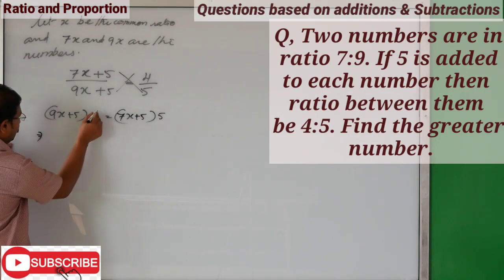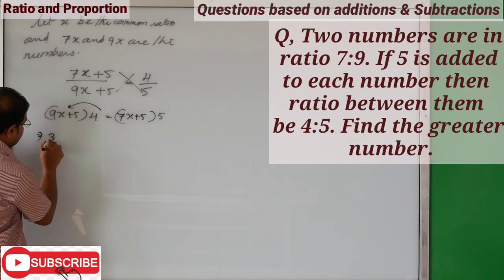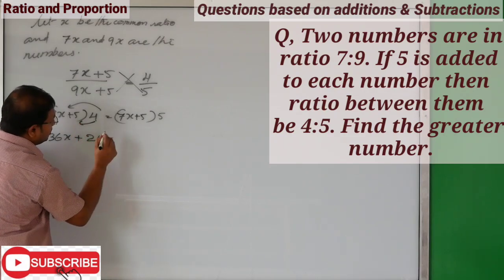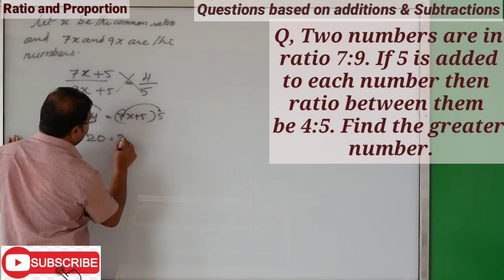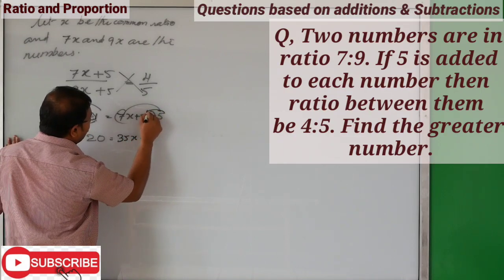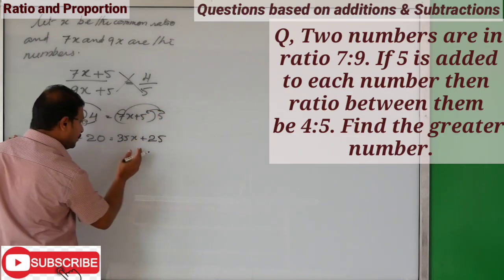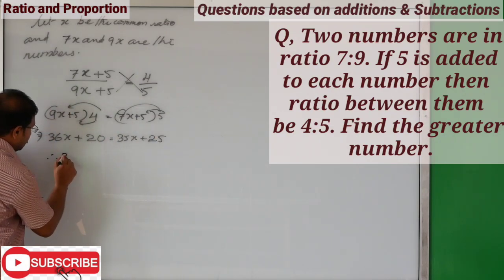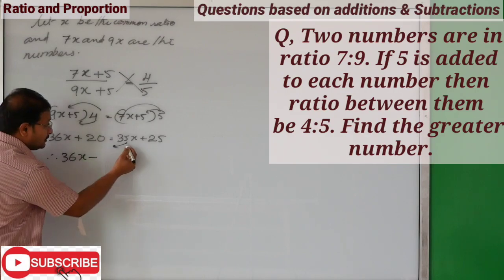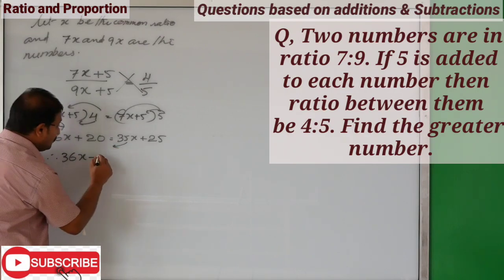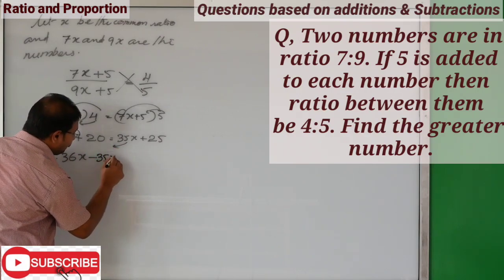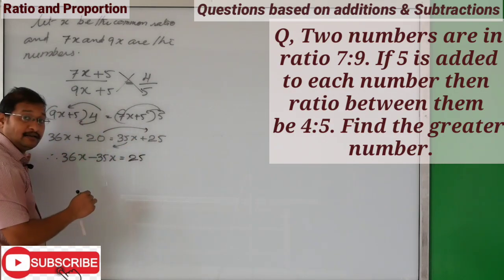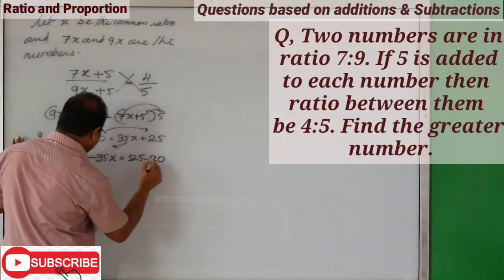We'll open with 4. 4 9s are 36x plus 4 into 5, 20, equals 7 5s are 35x plus 5 5s are 25. Now x will carry to one side and the number will carry to the other side. Therefore 36x minus 35x, as it is coming to the next side, isn't it? So minus 35x equals 25 is already here, plus 20 goes to the next side, minus 20.